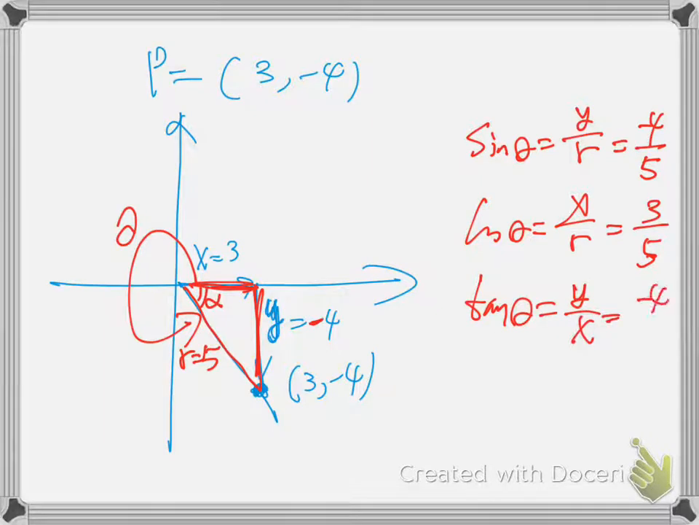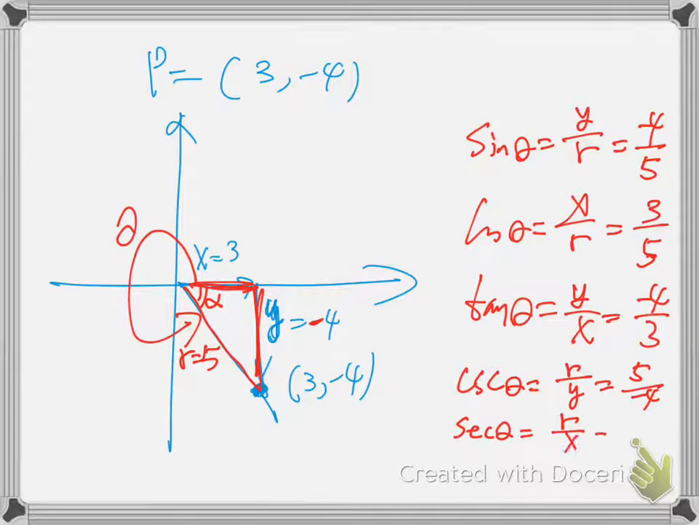This is negative 4 over 3. Okay, that's 3. So for this example, let's also write the other 3. You flip sine, you get cosecant. So this is r over y, so it's 5 over negative 4. Flip cosine, you get secant. It's r over x, so this is 5 over 3. And then flip tangent, you get cotangent. So this is x over y, so this is 3 over negative 4.